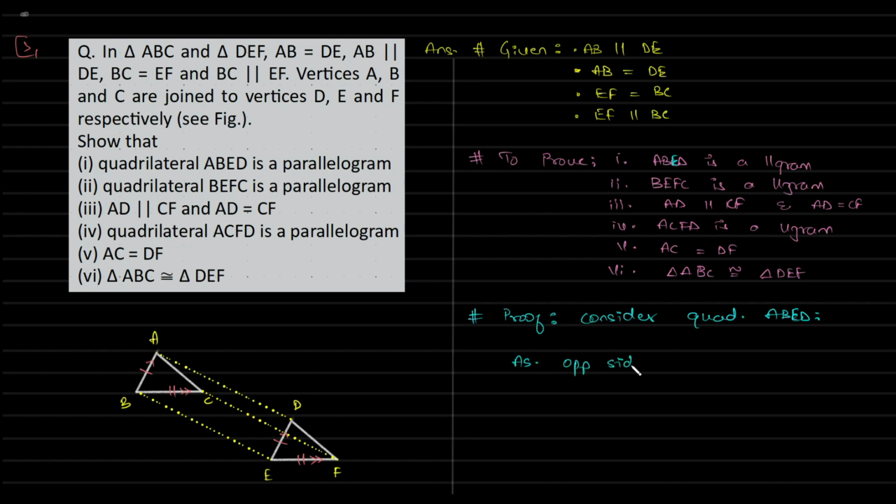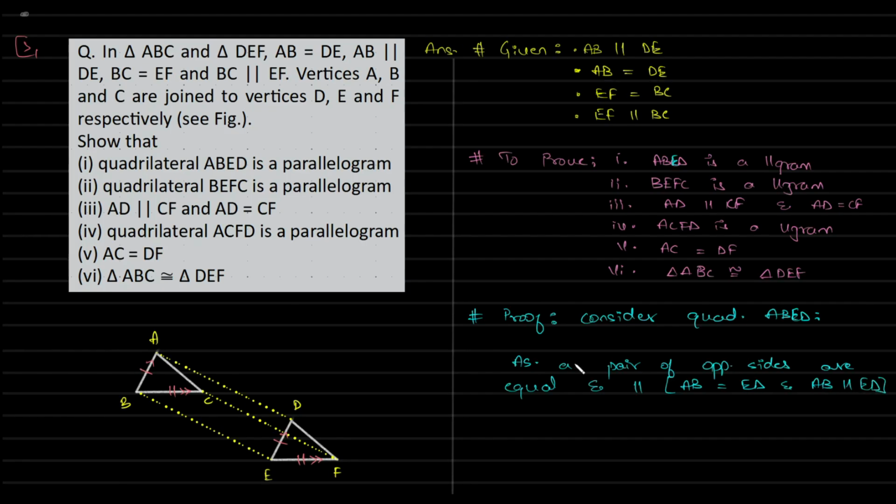A pair of opposite sides are equal and parallel. What can we tell with this? Which is that AB is equal to ED and AB is parallel to ED.